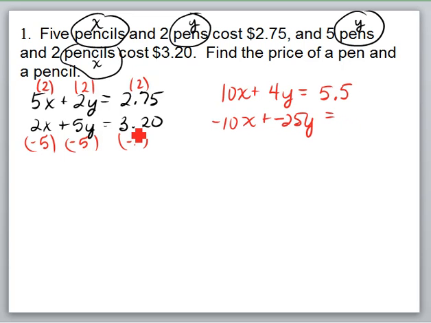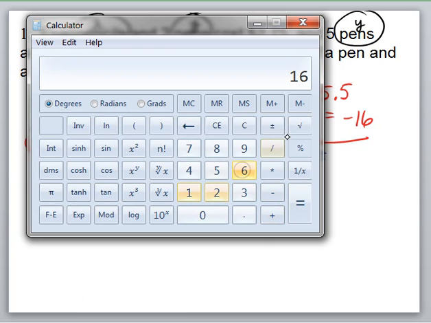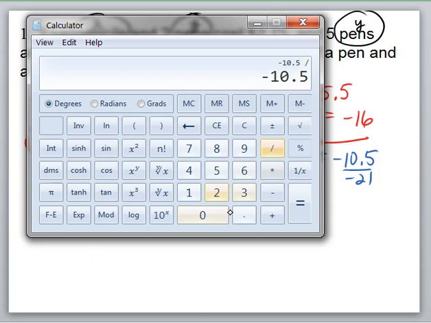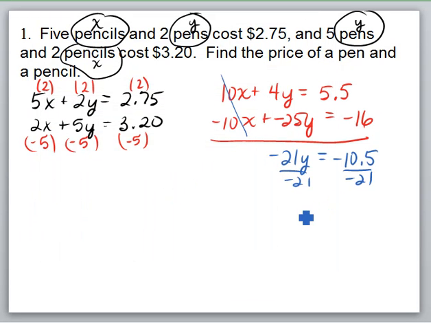equals $3.20 times negative 5, which is negative 16. So now these eliminate, and I end up with negative 21y equals negative 16 plus 5.5, which is negative 10.5. Then what I'll do is divide by negative 21 on both sides. Negative 10.5 divided by negative 21 gives me 0.5, or 50 cents. So y is 50 cents.